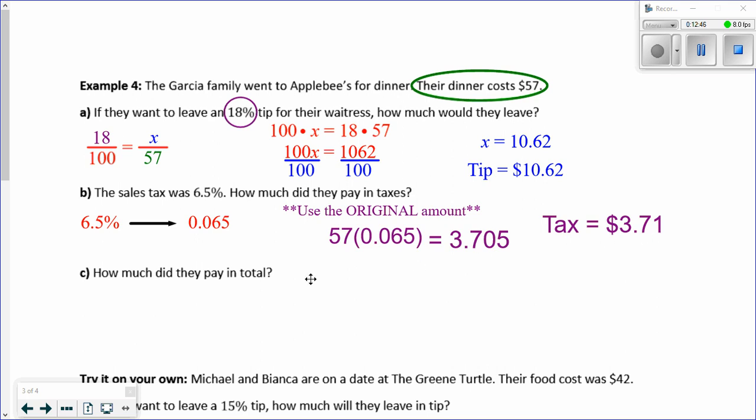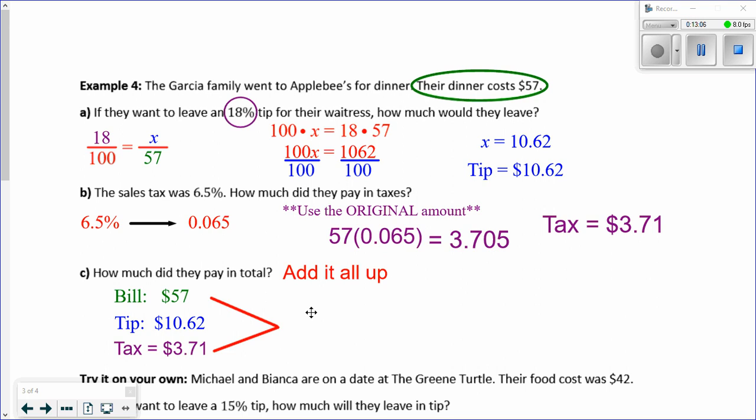Okay. Now, how much did they pay in total? Well, that just means add it all up. You're going to add the dinner cost plus the tip plus the tax they have to pay. So the dinner was $57. The tip was $10.62. And the tax was $3.71. Add all three numbers together to get a total of $71.33.